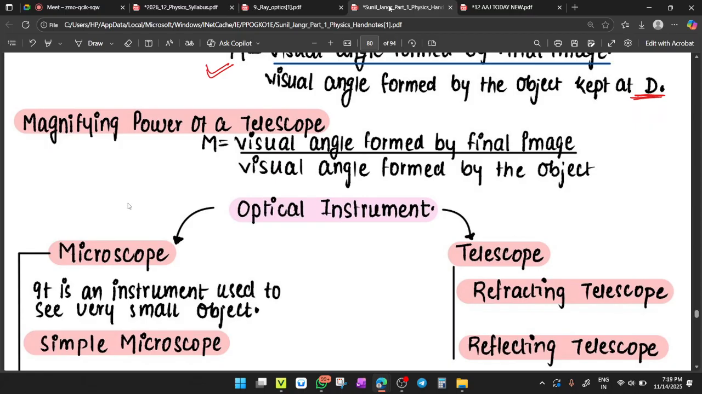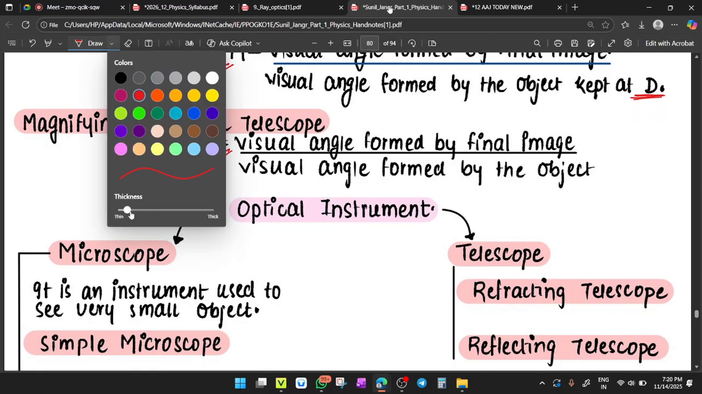Magnifying power for a telescope, M, equals the visual angle formed by the final image divided by the visual angle formed by the object. Okay, write this formula: visual angle formed by the final image divided by visual angle formed by the object.